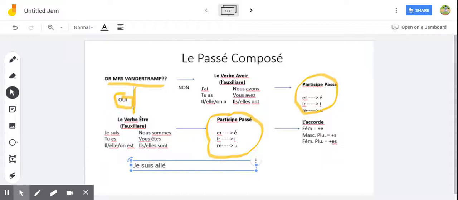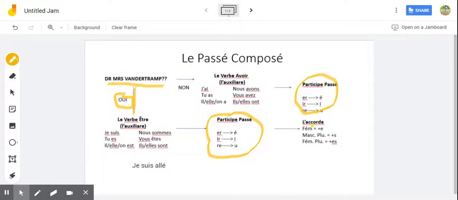This is the part that changes with the passé composé with Dr. Mrs. Vandertramp verbs. There's this third extra step called l'accord. What that means is we need to look at our subject, which is je in this case, and we need to see if it's feminine, masculine, pluriel, or féminin pluriel. So it's me. I'm saying I went to the mall. I'm masculine, so I don't have to worry about the E. And I'm not plural. I'm not more than one person, so I don't have to worry about the S. So if I am saying I went to the mall, I can just say je suis allé and it stays the same.